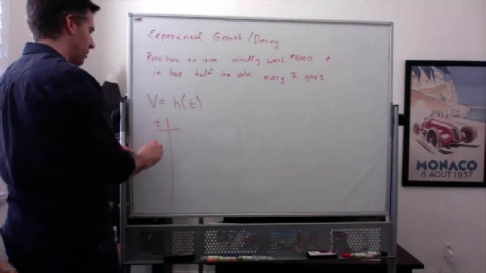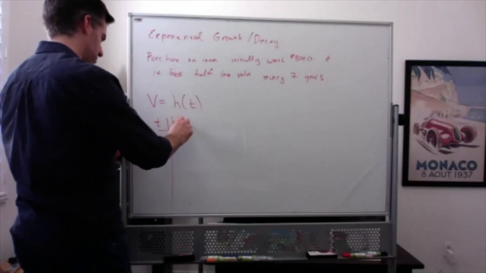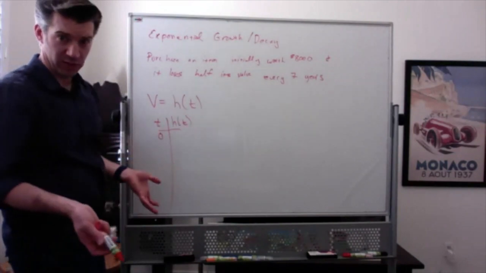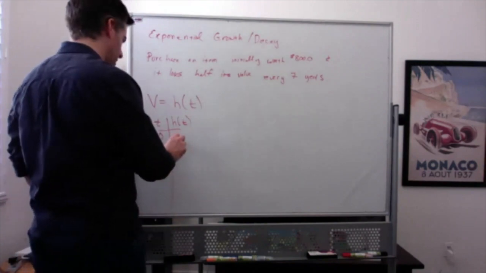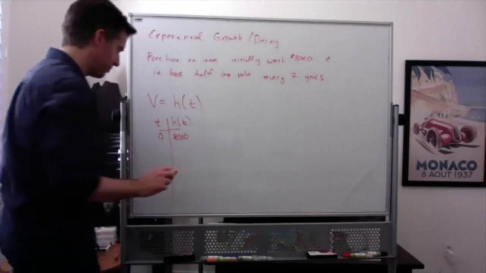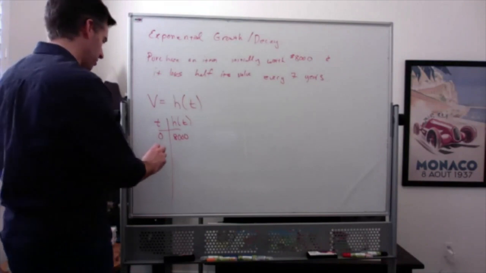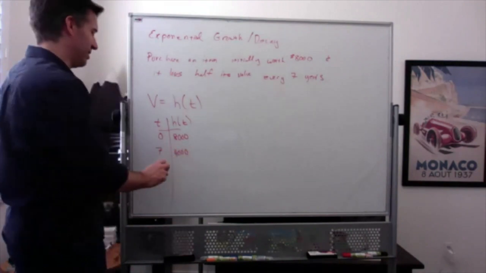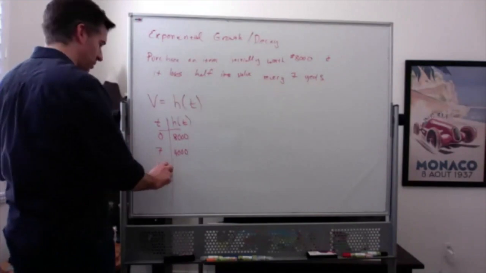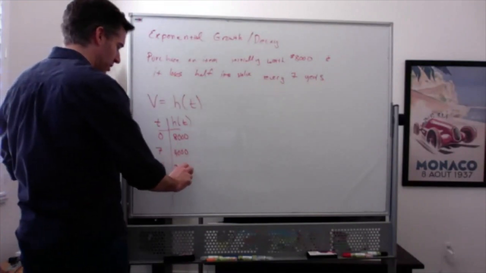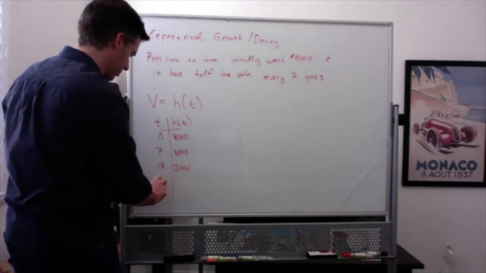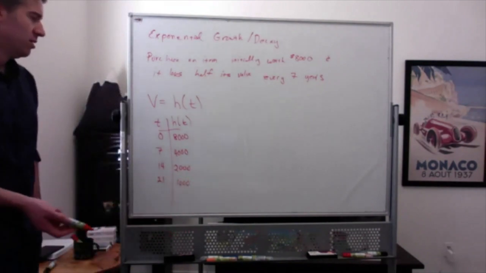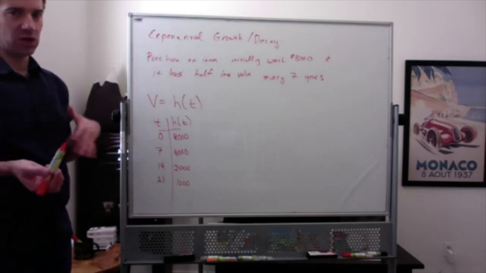We have some times and we have some values. We know that at time 0, right when we purchase it, the value is $8,000. And we know that 7 years later, it's going to be worth $4,000. And 7 years later, it's going to be worth half of that, which is $2,000. And we could go on and on. We can make this 7 years later, $1,000, and so on.